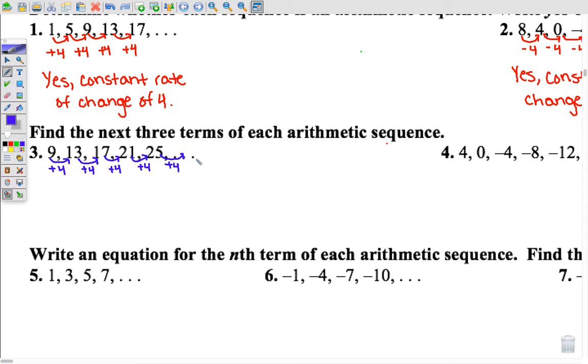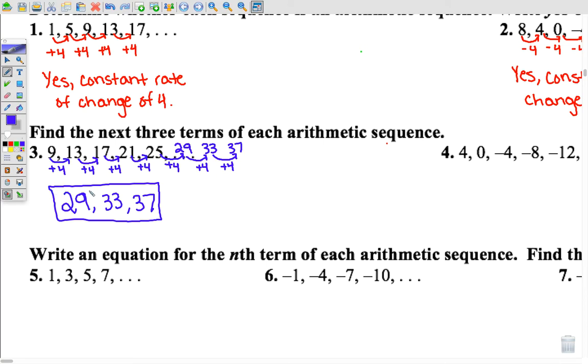25 plus 4 will give me 29. 29 plus 4, okay, will give us 33. And then 33 plus 4 will give us 37. So my next 3 terms are going to be 29, 33, and 37. Not too difficult. All right, let's look at number 4.